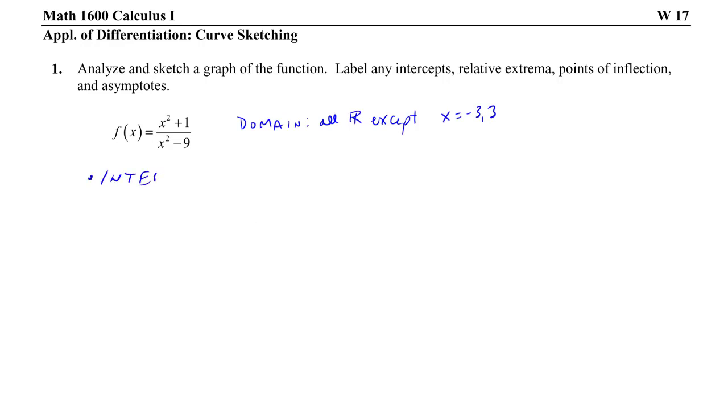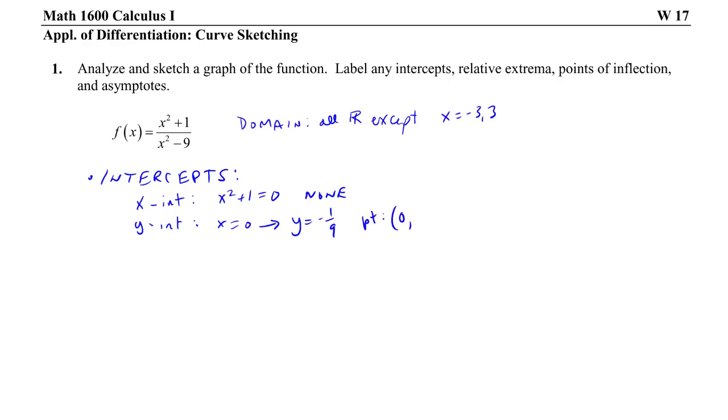All right, intercepts. X-intercepts: we would need the numerator x squared plus 1 to equal 0, but that's not going to happen for any real numbers, so there are none. Y-intercepts: we set x equal to 0, and we get y equals -1/9, so the point (0, -1/9) is on the graph.